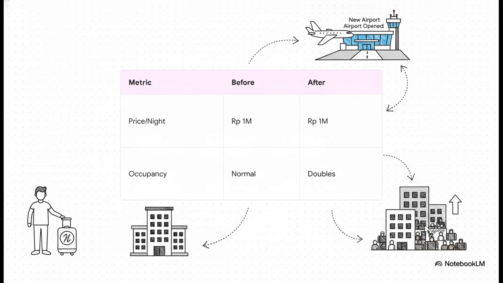Your price is unchanged. It's still 1 million rupiah. You haven't done a thing, and yet your occupancy has doubled. What on earth happened? An external shock, a new airport just opened up down the road, has fundamentally altered your business environment.